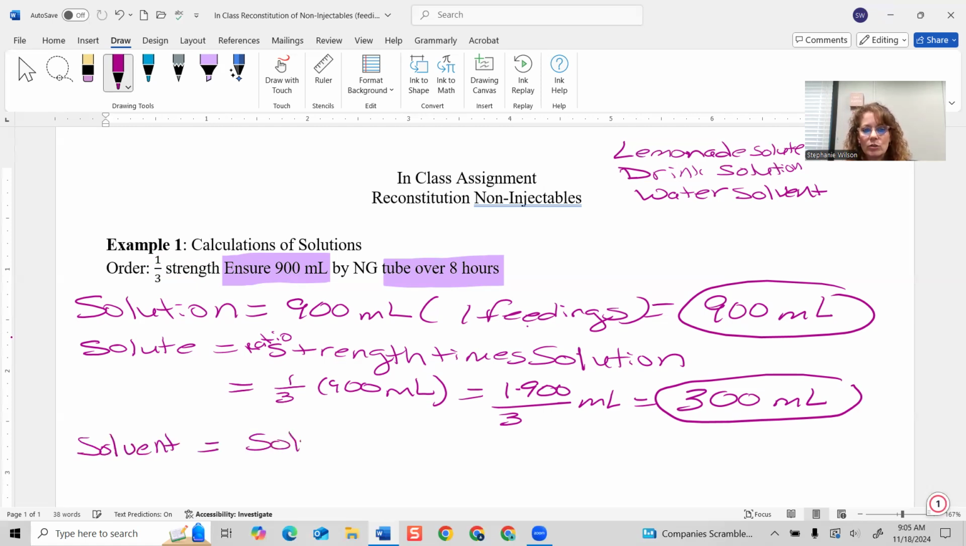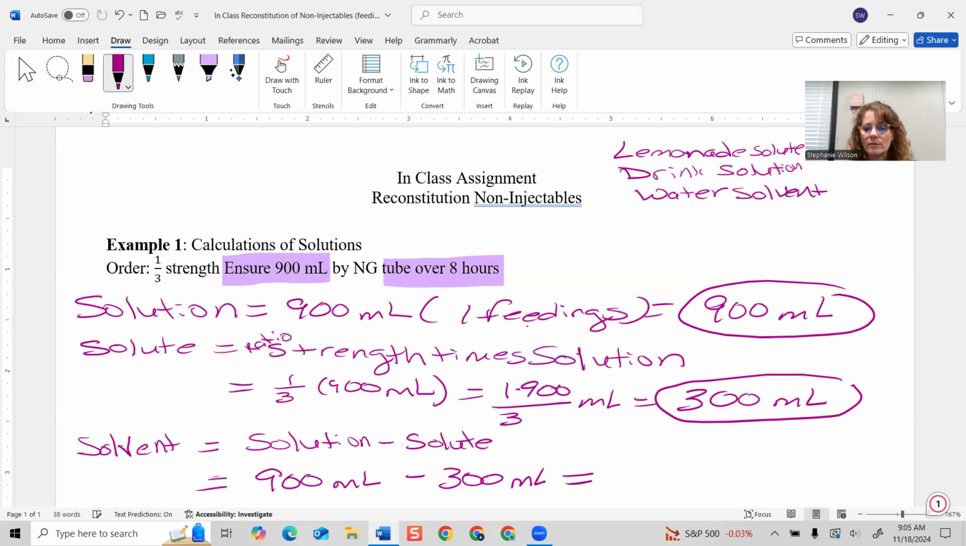That's going to be the solution minus my solute. And my V, I have to be careful. My V's are not always looking like a V, so I have to be careful. And I don't have the neatest handwriting ever, but if you ever have any questions with it, just reach out to me. Okay, so my solution is 900 milliliters, and my solute is 300 milliliters. And when I subtract them, I get 600 milliliters of solvent.